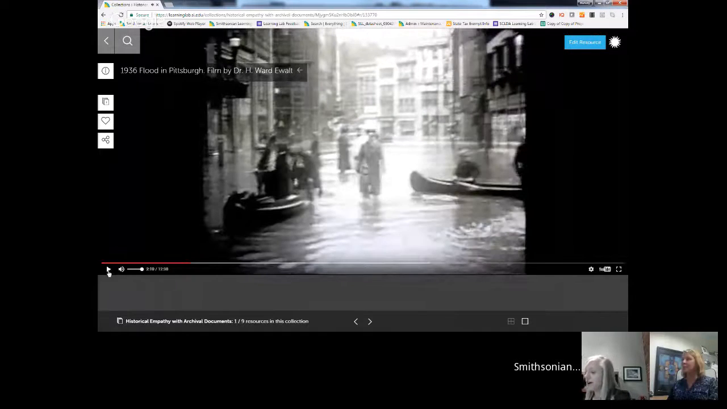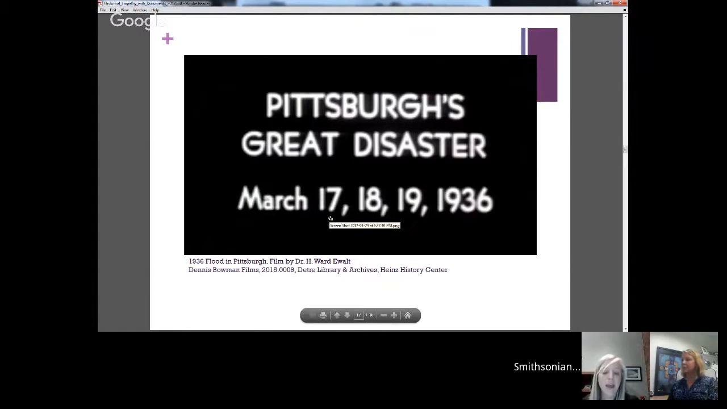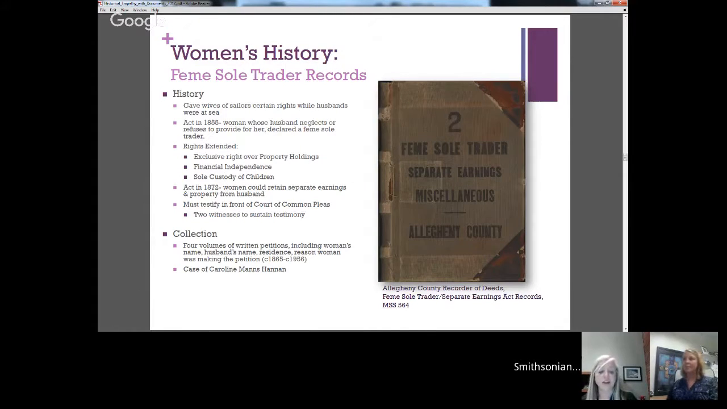So for the sake of time, I'd like to move on to the last collection that I have highlighted for you, and that is the Femme Sole Trader records. The Femme Sole Trader collection came to us in the early 2000s, and it relates to a piece of legislation that actually originated in England, but then also came into effect here in the United States, and was amended a little bit later in the mid-1850s, as you can see on the slide.